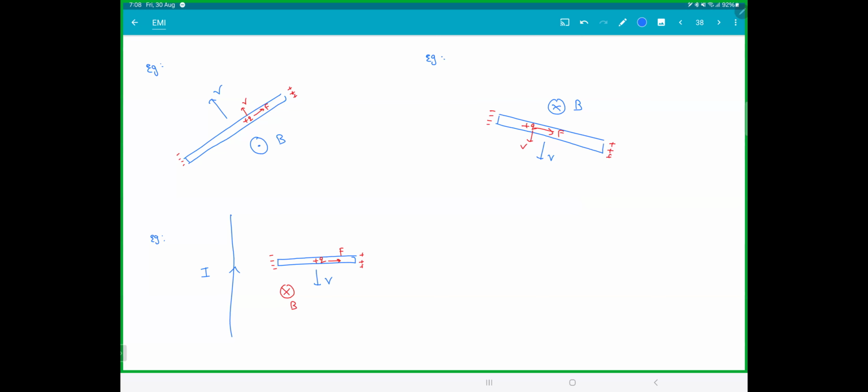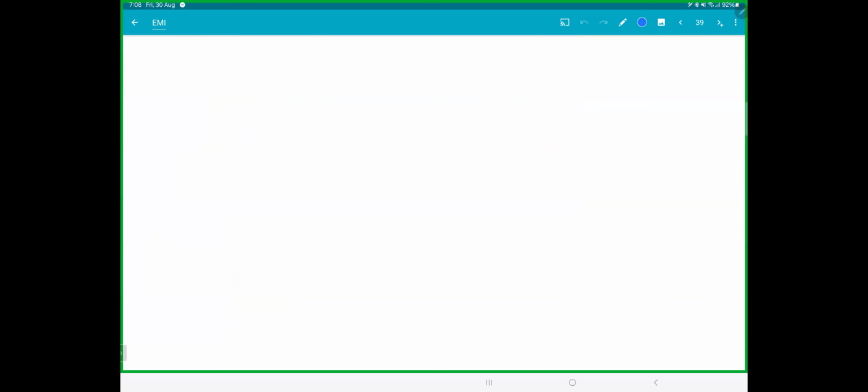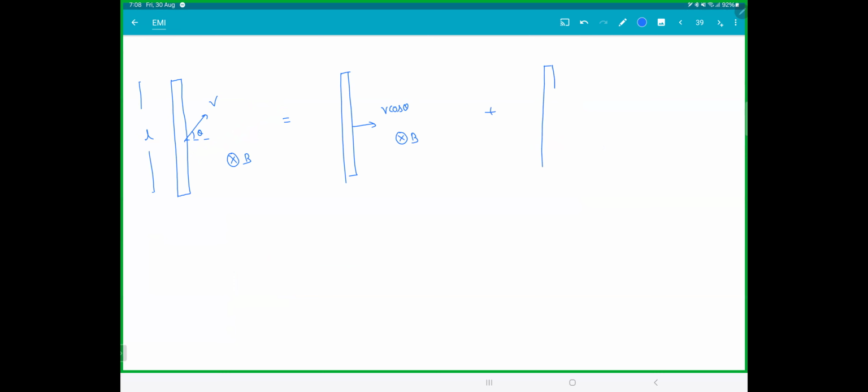Okay. Now, what happens if this rod is not going perpendicular to this thing? Let's say it has a velocity V at angle theta to B, and length L. So I can split this into two parts. This is V cos theta into B plus this is V sin theta into B.